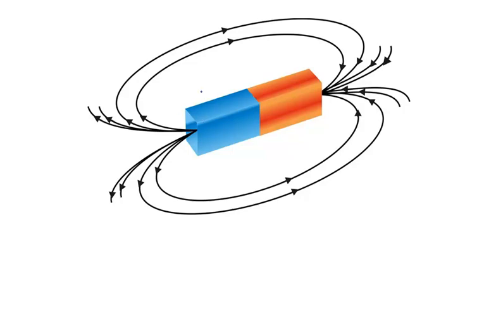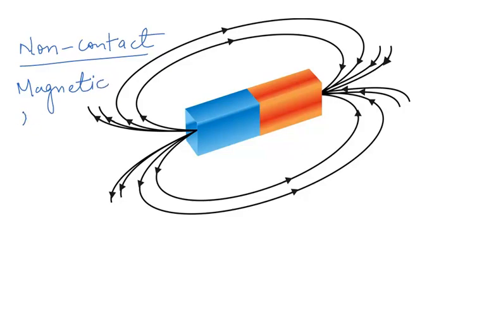Now, why is this force of attraction and repulsion there? We will not discuss this in much detail in your grade 6 physics, but I will give you a brief idea. The reason behind this non-contact type of force, whether it is attraction or repulsion, is the magnetic field. The magnetic field is a special property of any magnet in which certain invisible lines of force exist in space.